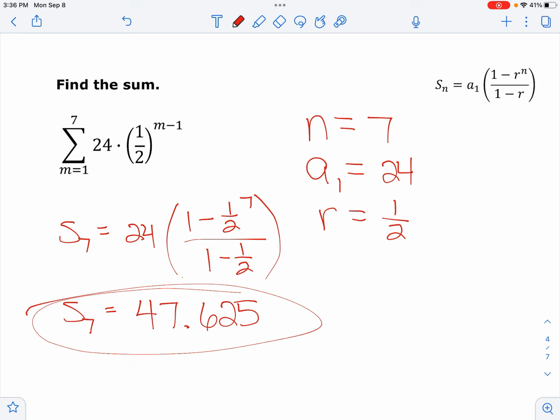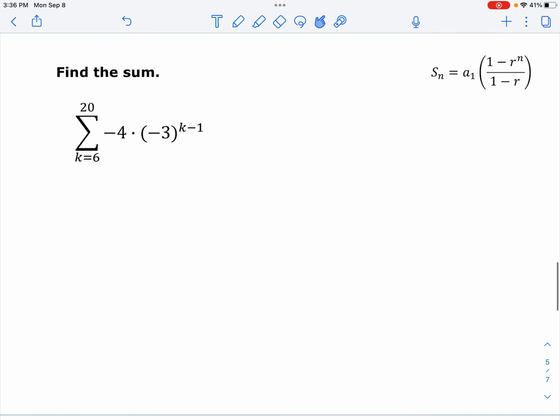Hopefully that makes sense. All right. Here's a slightly trickier one, but really kind of the same premise that we were just talking about. So let's see if we can figure this one out.